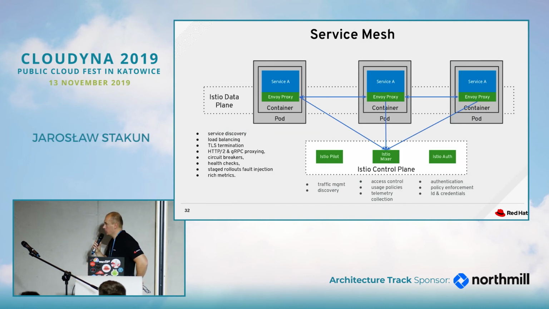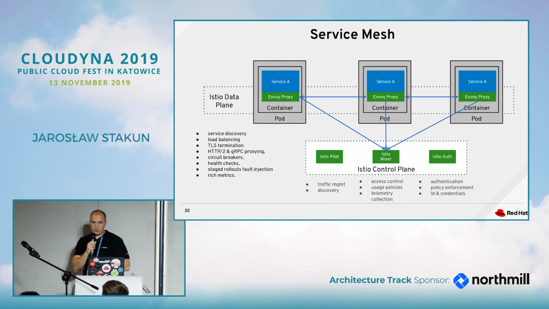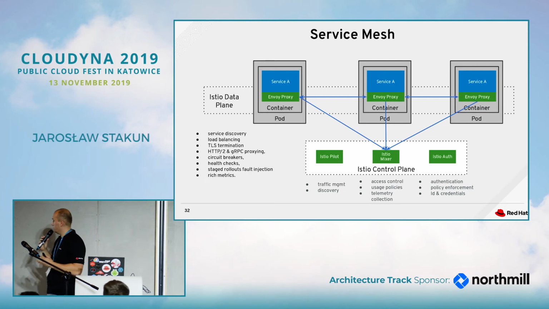The other important networking related aspect is related to service mesh. So service mesh based on Istio is basically the way how you can manage, connect, and secure the communication between your services in a centralized way.